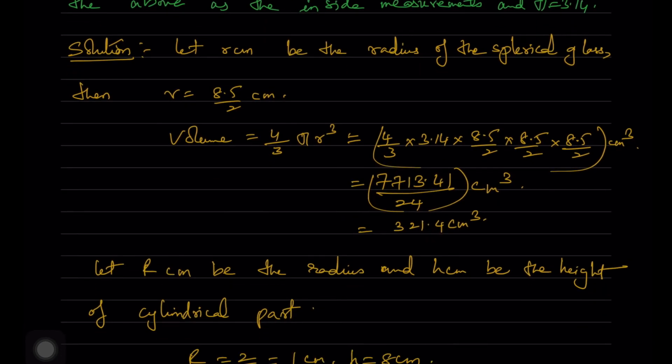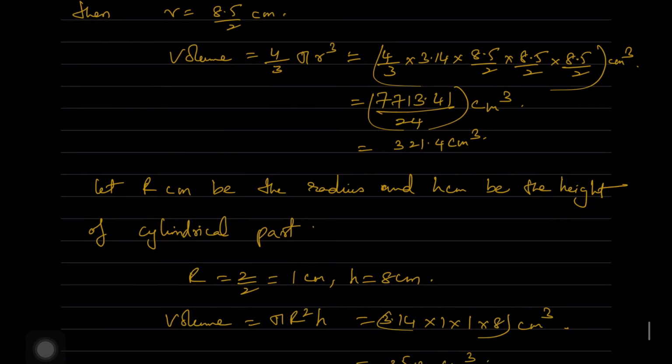So your volume of the spherical glass is equal to 4 by 3 pi r cubed. So you are getting it as 4 by 3 into 3.14 into r, where the diameter is given as 8.5, so radius is 8.5 by 2, cubed, which is equal to 321.4 centimeter cube.